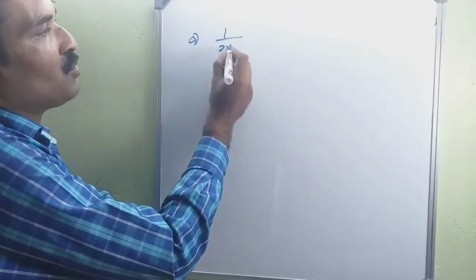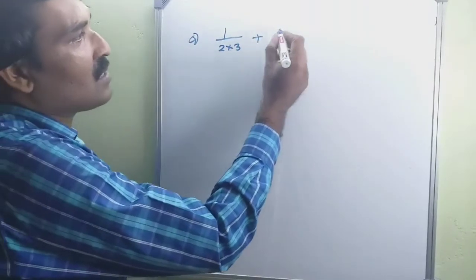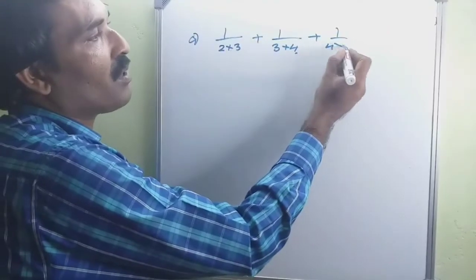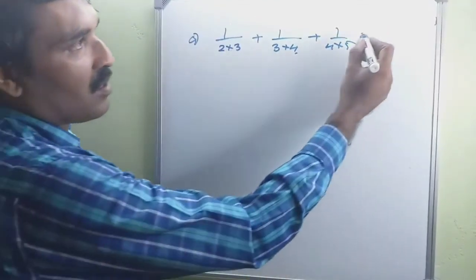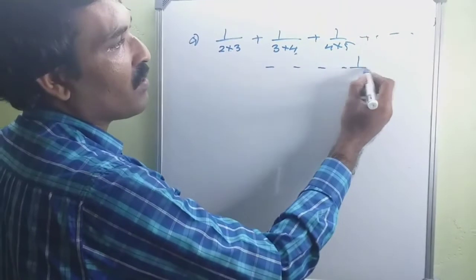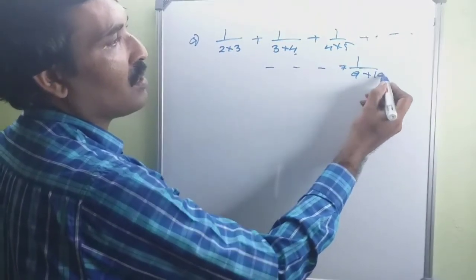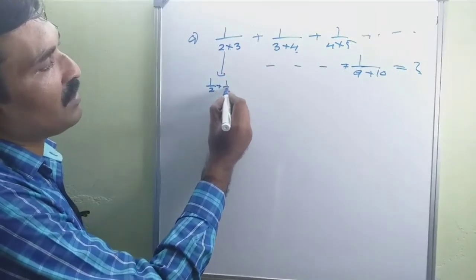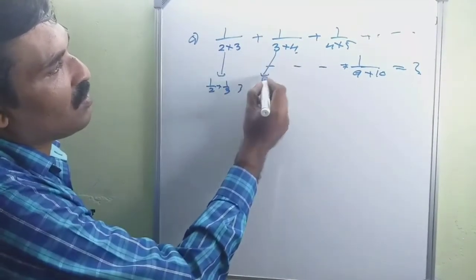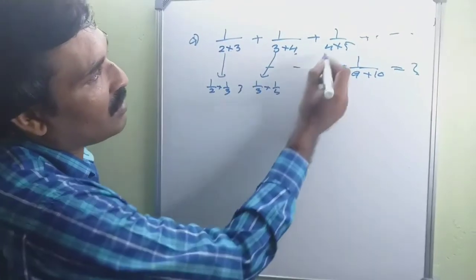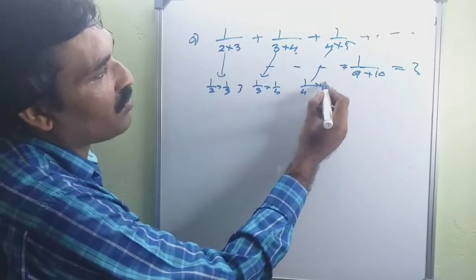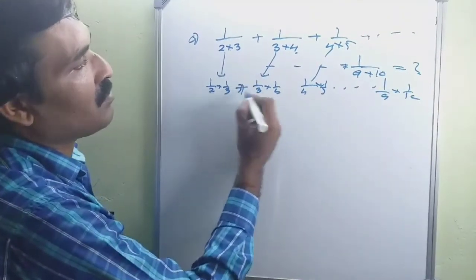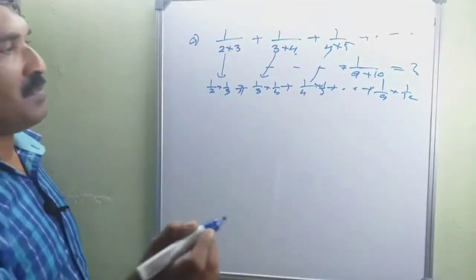1 divided by 2 into 3 plus 1 divided by 3 into 4 plus 1 divided by 4 into 5 plus, and it goes on, 1 divided by 9 into 10 is equal to question. This expression is 1 by 2 into 1 by 3, this expression 1 by 3 into 1 by 4, this expression 1 by 4 into 1 by 5, and it goes on, last 1 by 9 into 1 by 10. This all are sum, is our expression.